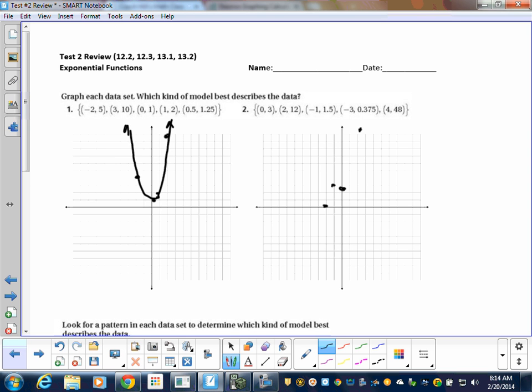4, 48 up there. Okay, this is somewhat of an exponential growth problem. So the model that best describes this would be an exponential growth. So that's when that number right there is greater than 1. This right here is pretty much a quadratic situation. They're just wanting you to get the general idea of what these things are.